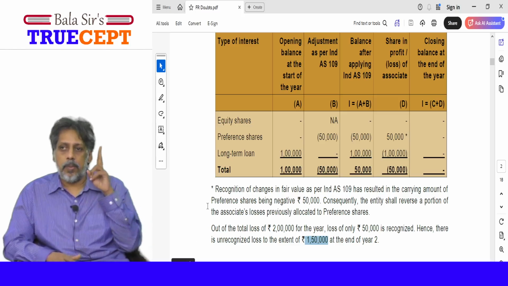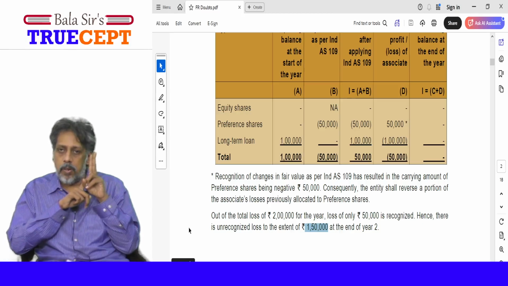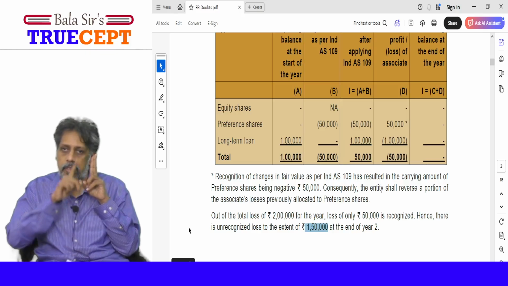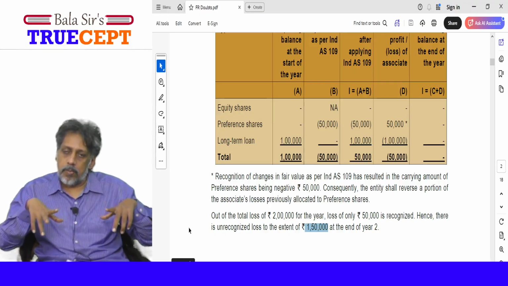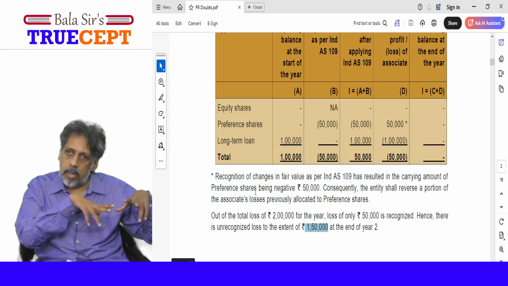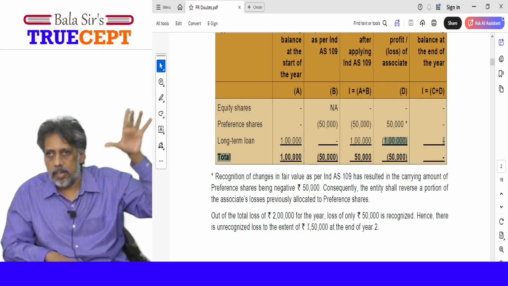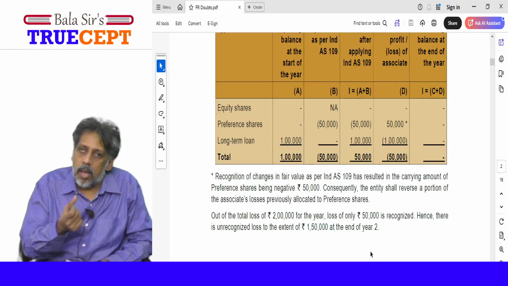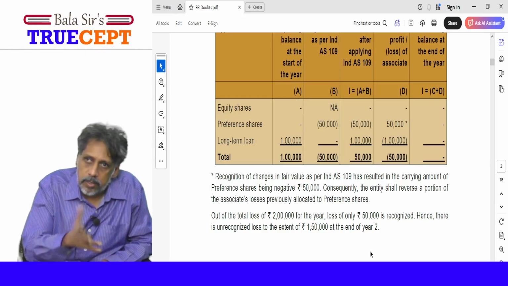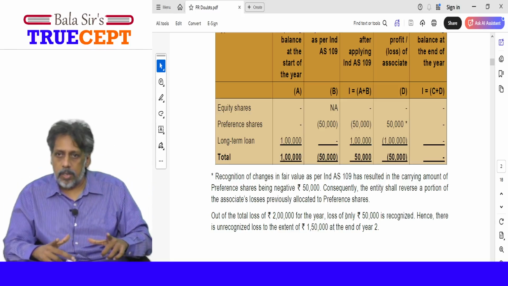So point to note, I repeat, guys: you had a 2 lakh loss in the second year, and the loss is reversed to what extent? For adjusting the preference share, 50,000. So the loss became 2 lakh and 50,000, of which 1 lakh has now been used to write off the long-term loan account. You still have 1 lakh and 50,000 loss not recognized. And don't pass an entry of share of loss to liability because there is no legal or constructive obligation. Is that fine? But have in mind the 1 lakh 50,000 loss not recognized.